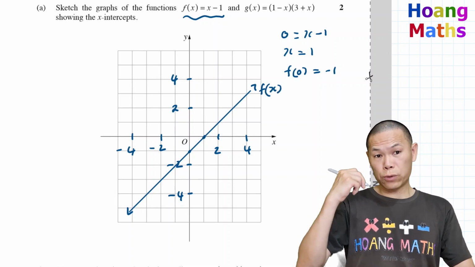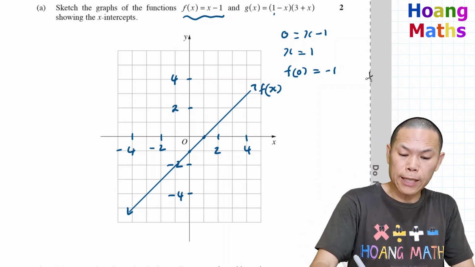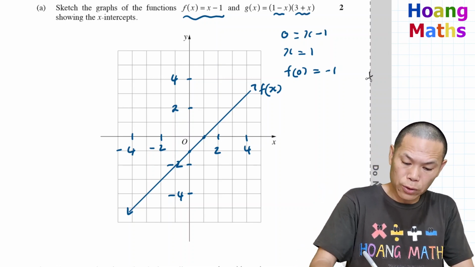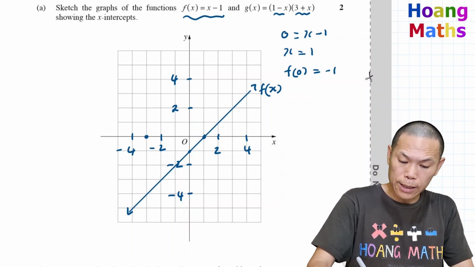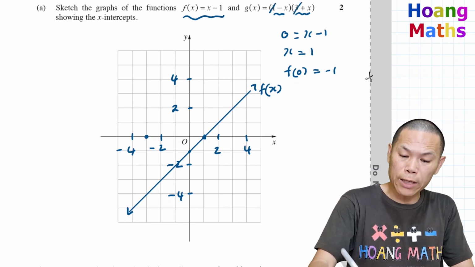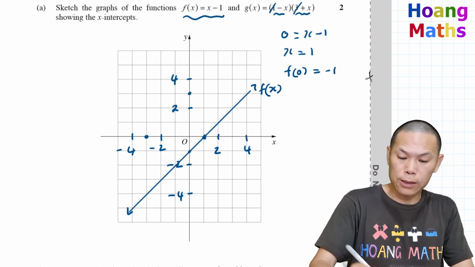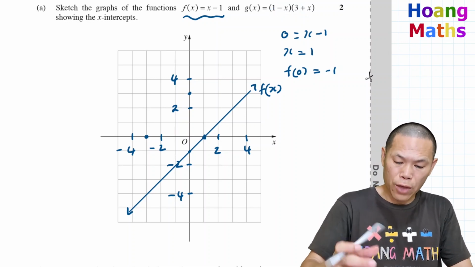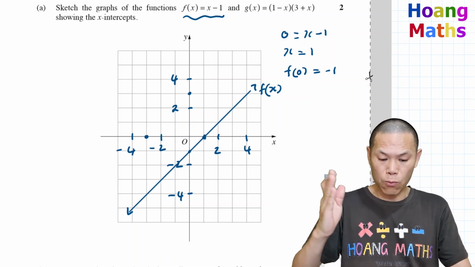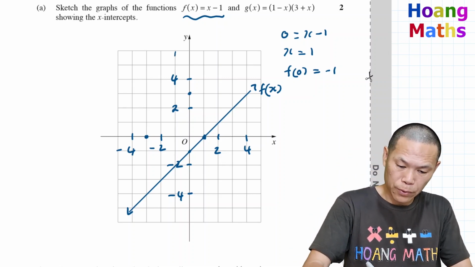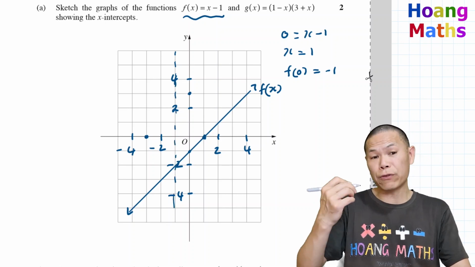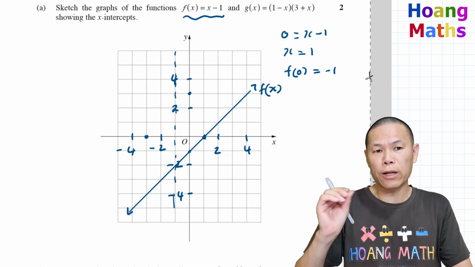Now to draw g of x, we know that the x-intercepts are 1 and negative 3. We'll just do a quick sketch. So negative 3 is here, 1 is here. And then when x is 0, that means 1 times 3 is 3. So this is the y-intercept. And because it's symmetrical, the line of symmetry is between negative 3 and 1. So that means x equals negative 1. This is the line of symmetry. And then we can find the turning point. You don't have to, but it's easier to quickly find the turning point.